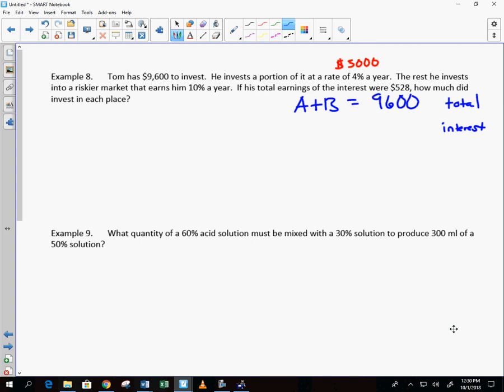So I got two variables. I need a second equation. Can somebody come up with a second equation? It's got to revolve around interest, doesn't it? How much interest do I have? 528. So you got a thought there, Ashwar?